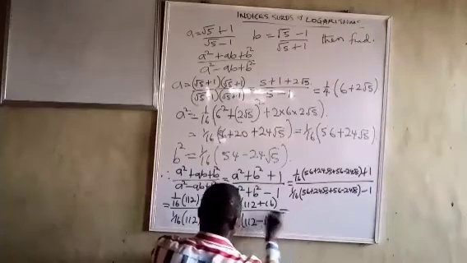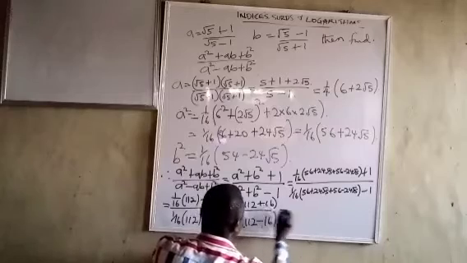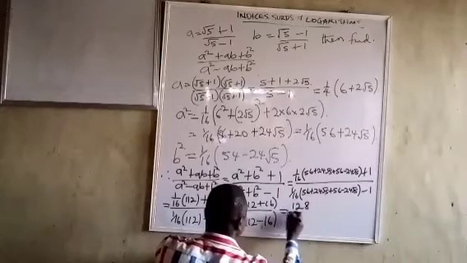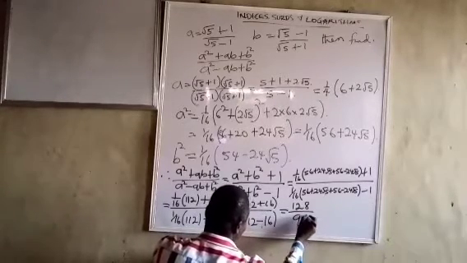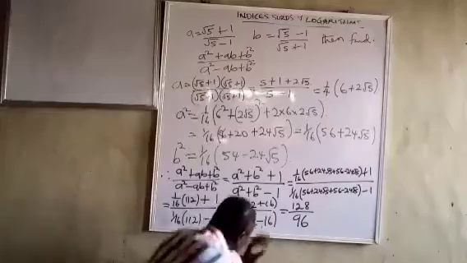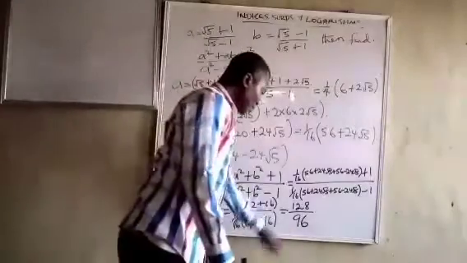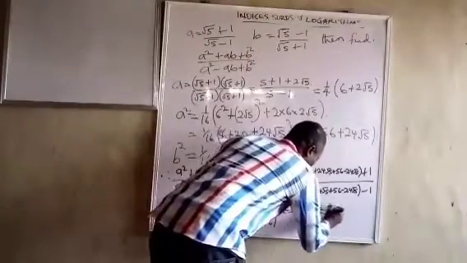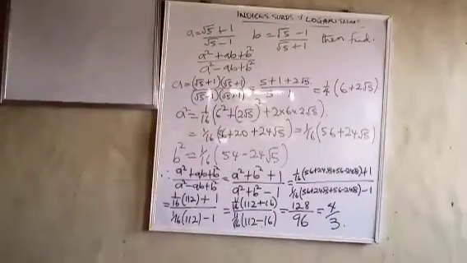So if we work this out, this one we cancel fine. So we have 128 over 96. Yes, 128 over 96. If we divide each by 32, this one is going to give me 4, and this one is going to give me 3. So the answer is 4 over 3.